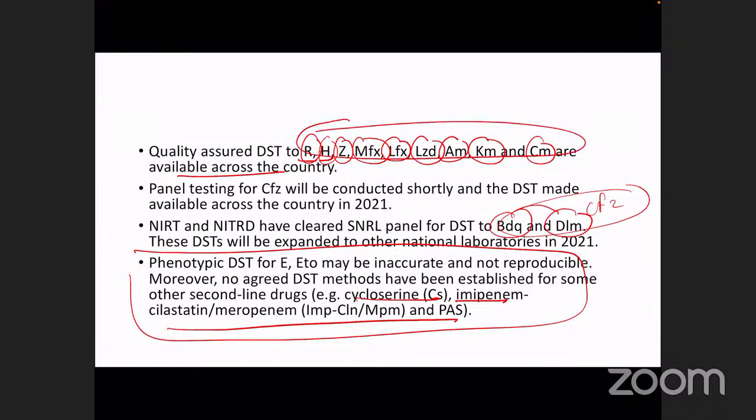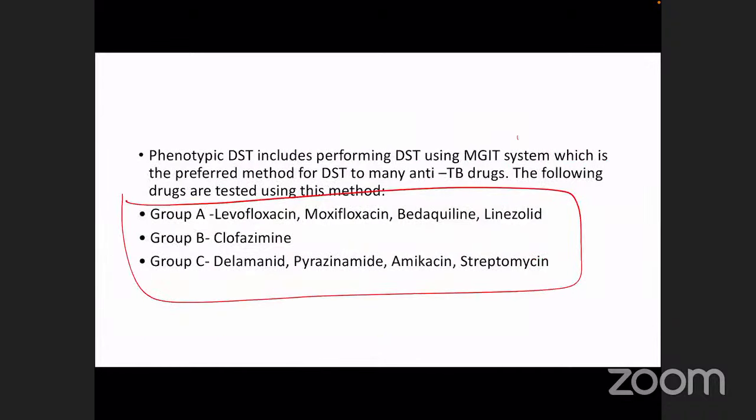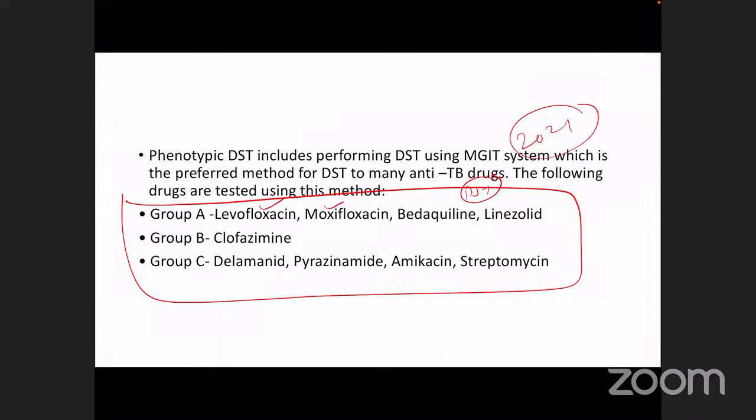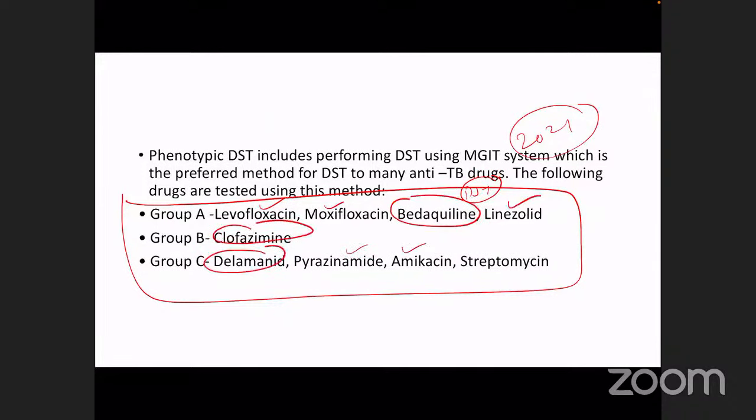This is based on the 2021 guidelines. It says that it will be available in a very short time. So for these drugs, you have DST available routinely. So levoflox, moxiflox, this will be available. I hope this is very clear. So for these drugs, DST is available for detecting resistance to these agents.